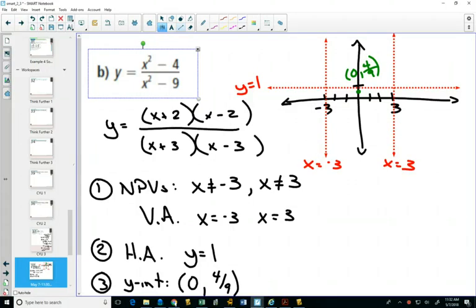Again, to find your x-intercepts, plug in 0 for y, and the only time a fraction is equal to 0 is if your numerator is equal to 0. In this case, we're going to get 2 x-intercepts. We're going to get one at -2, 0, and the other one at +2, 0.